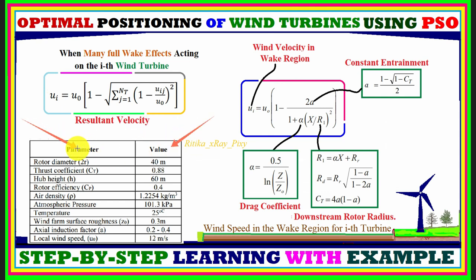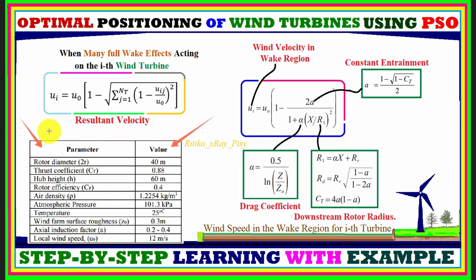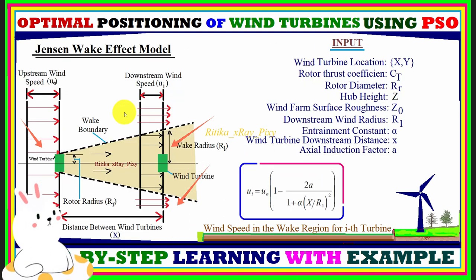So here you can see we have parameters and the parameter values that we can use in the wake model calculation. Here the rotor diameter is 40 meter, hub height 60 meter, air density, temperature 25 degrees Celsius, and wind speed is 12, and you can see the other parameters that are used in the wake effect model calculation.